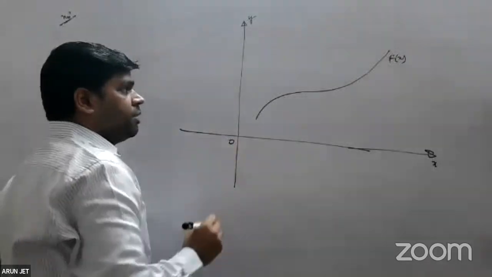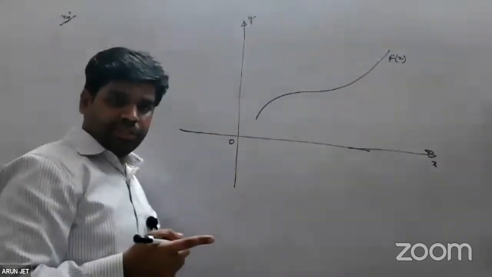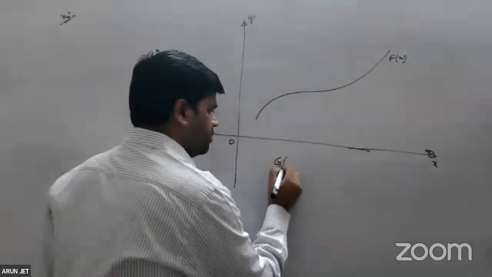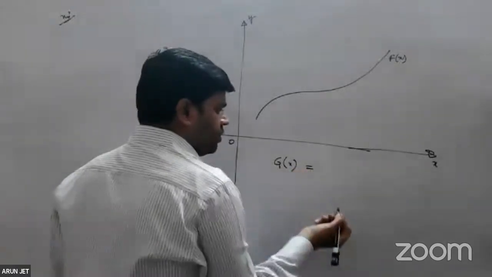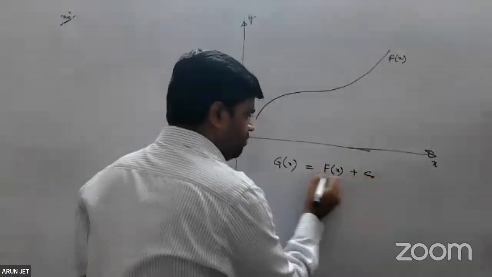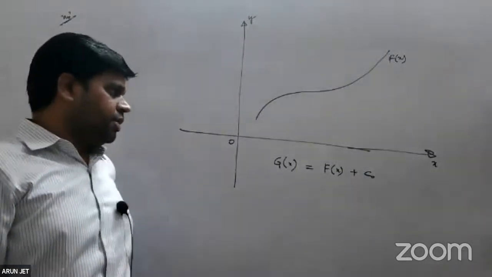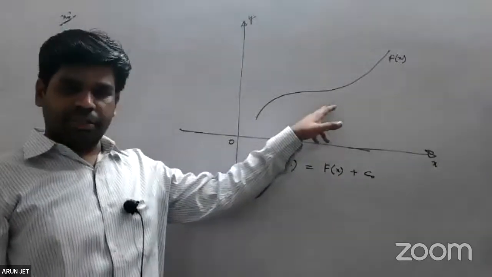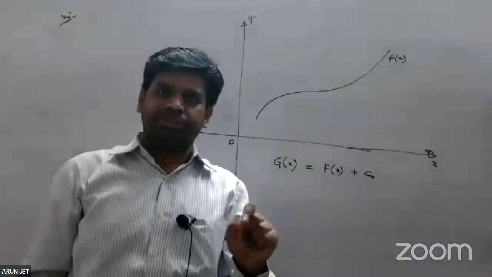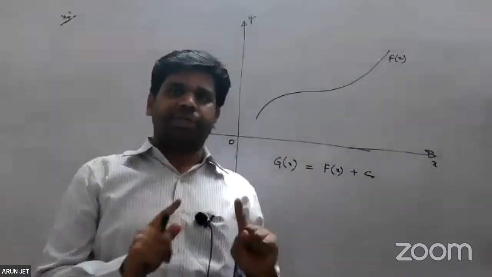Now, if I want to get another function g of x given by f of x plus c, how do I get this function? Now, y is equal to f of x is given. This curve is given to us. Students, please follow this concept carefully. This is very much required in kinematics. Whatever I'm doing now is very much required in kinematics.